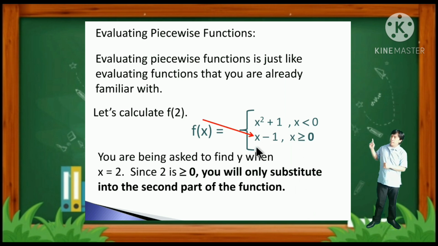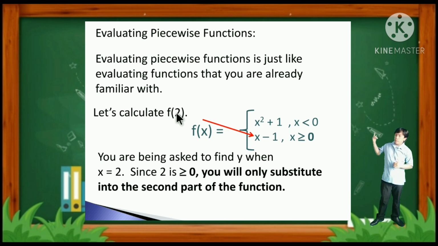Okay, dito siya. So, you are being asked to find y when x is equal to 2. Since 2 is greater than or equal to 0, you will only substitute into the second part of the function. So, dalawa yan. Hindi ka pwedeng basta mamili na lang. Depende doon sa itatanong niya. Ang sabi niya, si f daw may 2 sa loob. So, that is f of 2. Saan siya papasok? Siyempre, dito. We're going to replace x here by the value of 2.